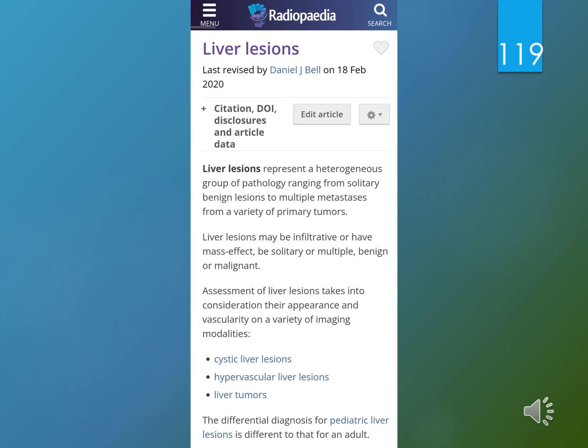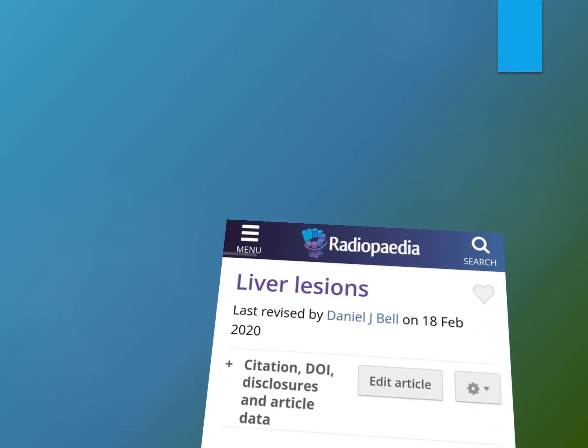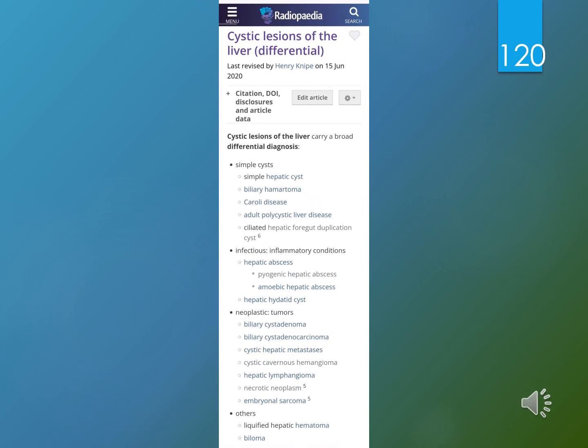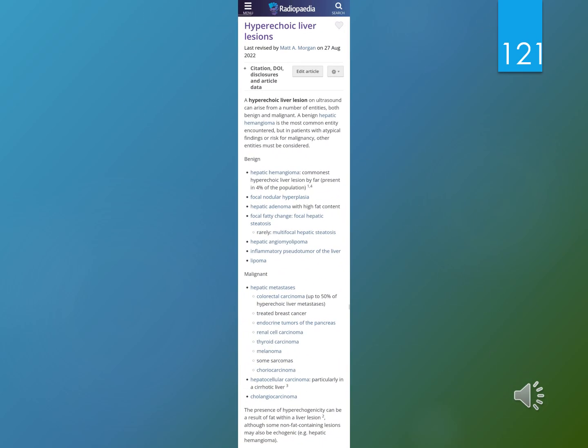Liver tumors is one page in Radiopaedia. Liver lesions has another page of its own as well. When you're scanning, you're probably going to find a hyperechoic area, a hypoechoic area, or a cystic area, and you're going to wonder, what was that? What's the differential diagnosis for each? Here's a nice differential diagnosis list of cystic lesions of the liver. Here's a list of hyperechoic liver lesions.